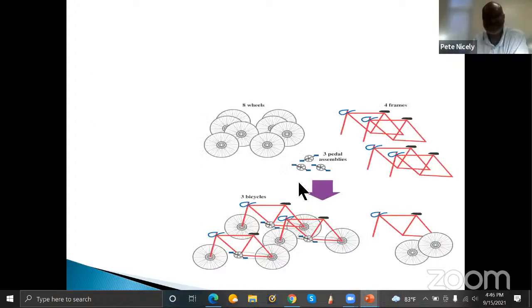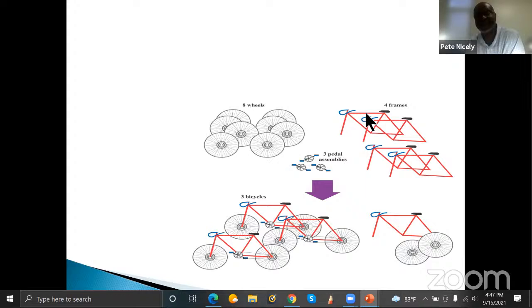All right, so let's say that you have 8 wheels at hand, 3 pedal assemblies, and 4 frames, all right? So the question is, how many bicycles can you get out of that combination? If you look at things from the standpoint of the wheels, you have a total of 8 wheels. In order for you to make enough bicycles to use up all these 8 wheels, you're going to need 4 pedal assemblies, right? But we only have 3. So therefore, you cannot use up all the wheels, so obviously some of the wheels would be in excess.